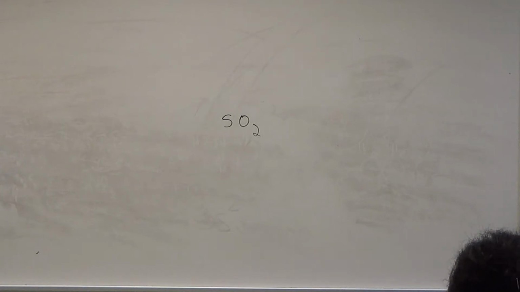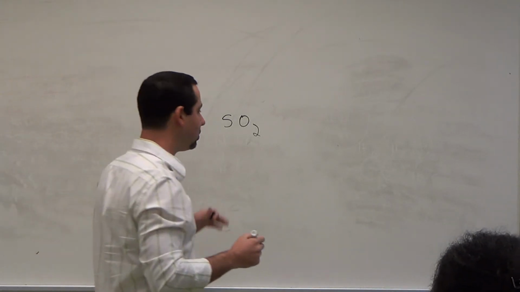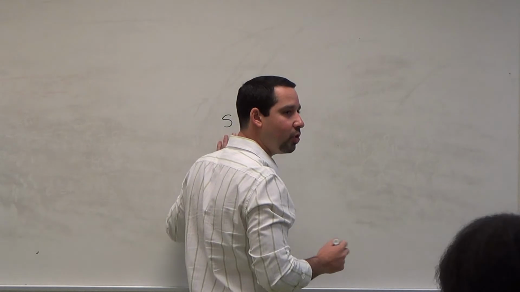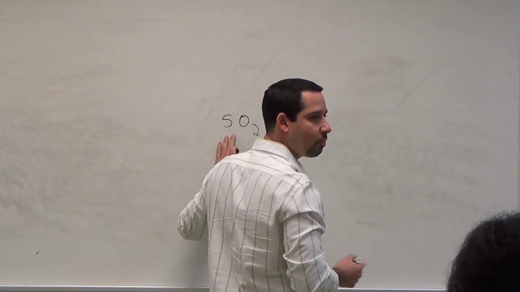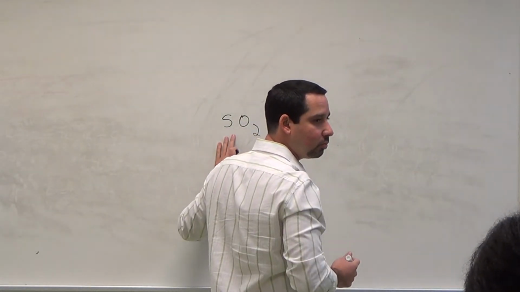Okay, how do we do this? SO2. Valence number of electrons for sulfur: 6.